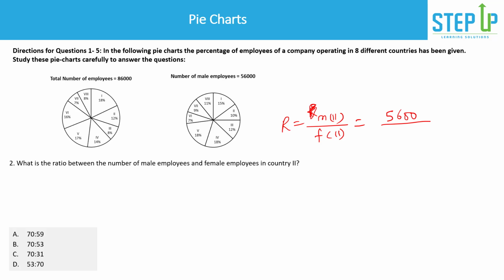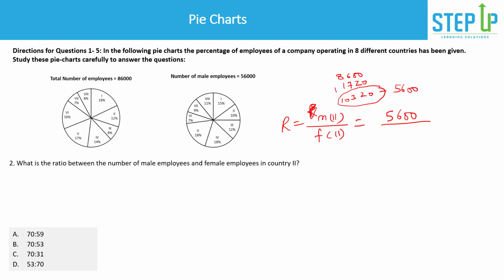If you were to calculate 12% of 86,000, you will first write 10%, which is 8600. You also know your 1% would be 860, isn't it? One more decimal place it will move, 860. So into 2, this would be 1720. So this is what you've calculated: the total number of employees in country 2. But what is the male employee?